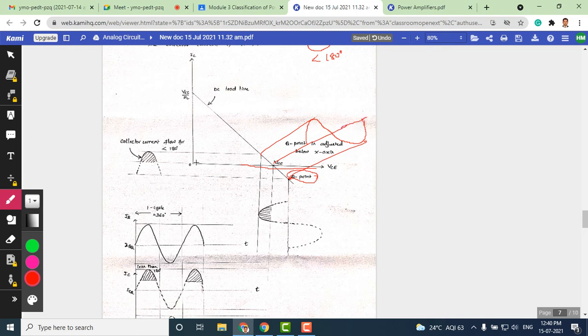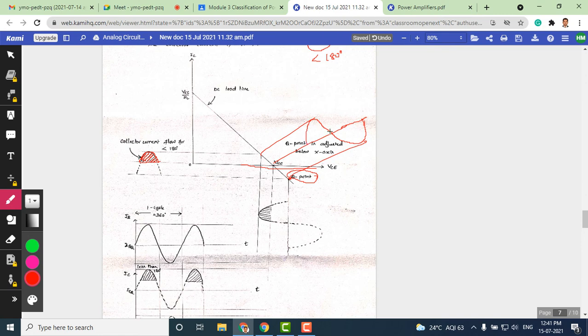Let us observe first the collector current. Even though we apply a complete positive half cycle and negative half cycle at the input, look at the collector current. Collector current is flowing only as long as the waveform is in the active region. So some part of the positive half cycle remains in the active region. For that part we get the output collector current. This shaded region indicates we get output collector current for this portion of the input signal.